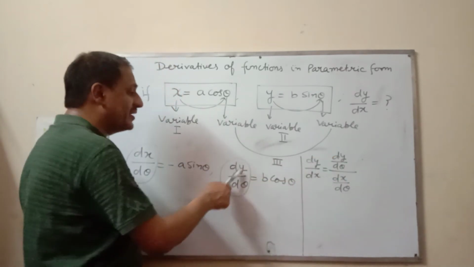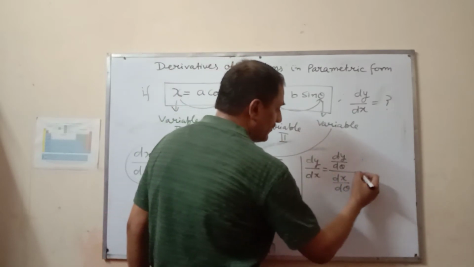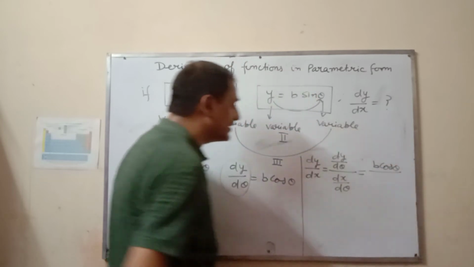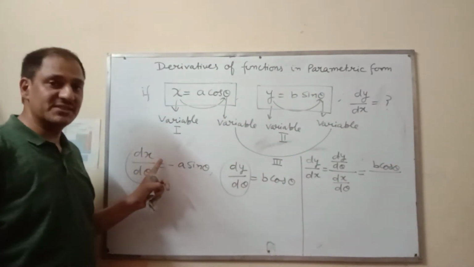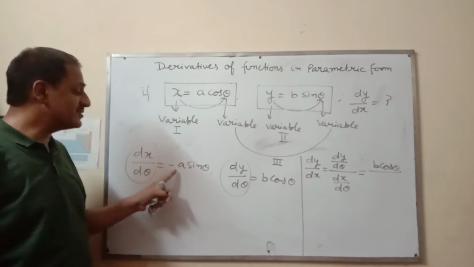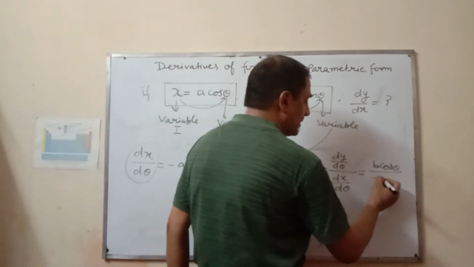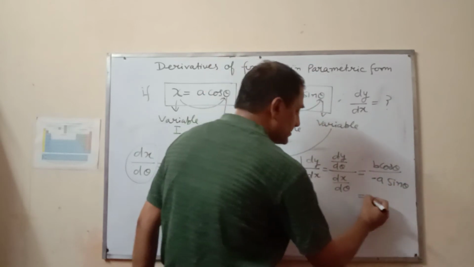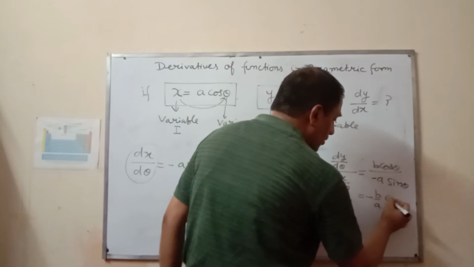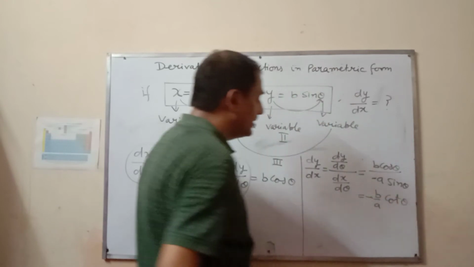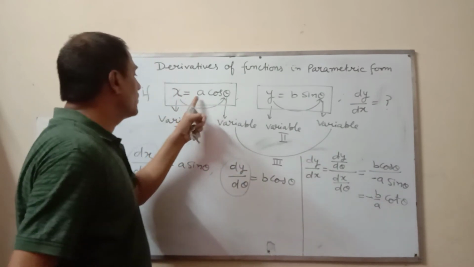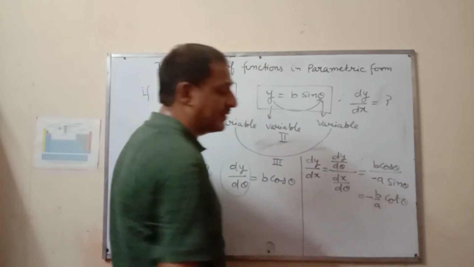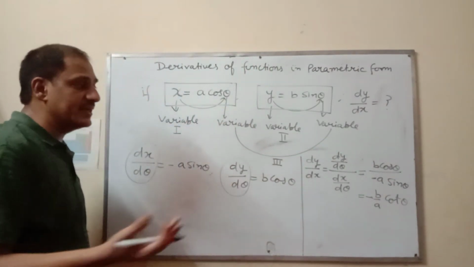Here the value of dy d theta is what? B cos theta. The value of dy d theta is b cos theta, upon the value of dx d theta, which is minus a sin theta. Now it can be written as minus b upon a cot theta. This is the derivative of x equal to a cos theta and y equal to b sin theta. This is the value of dy dx.